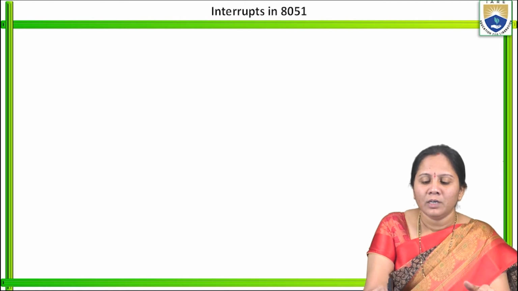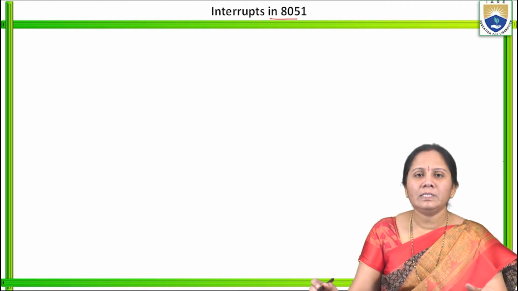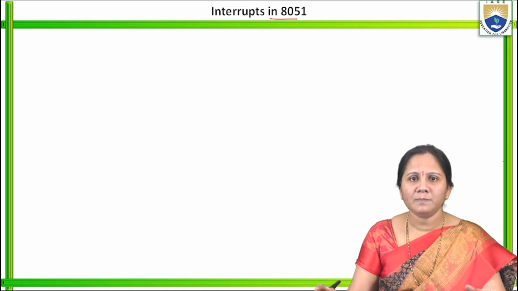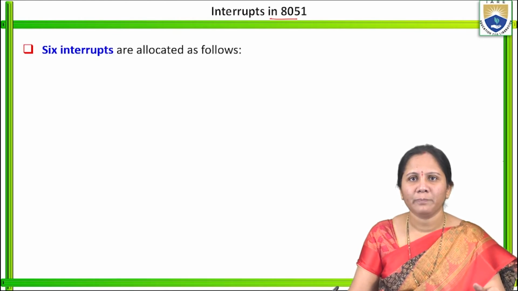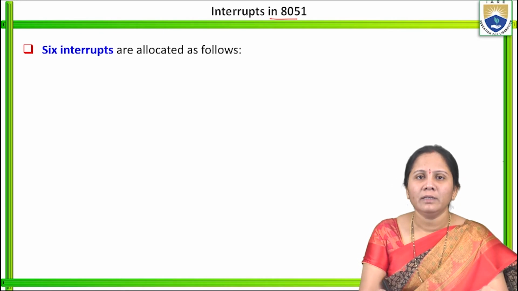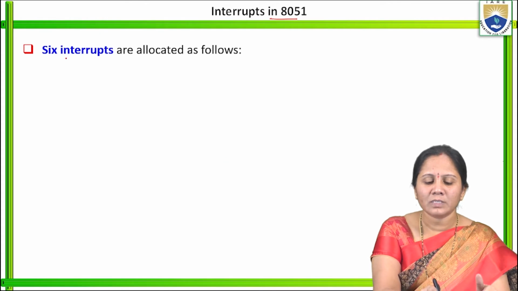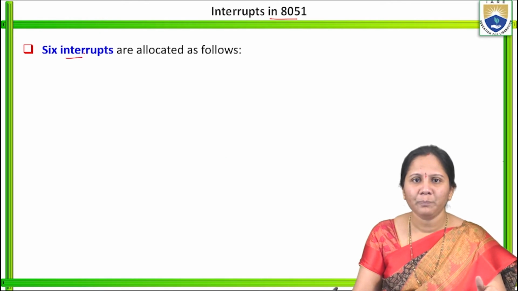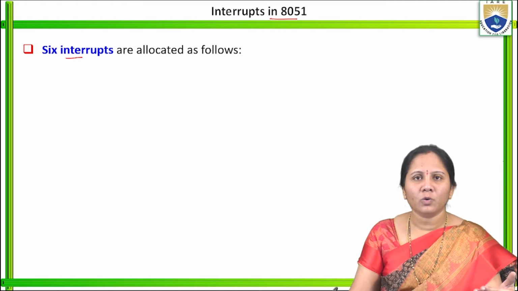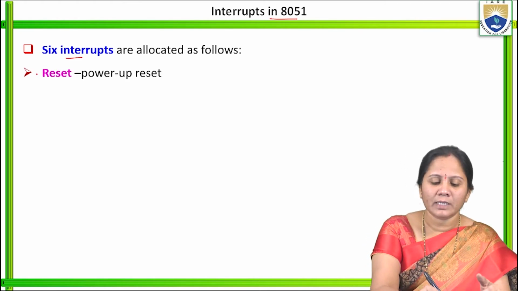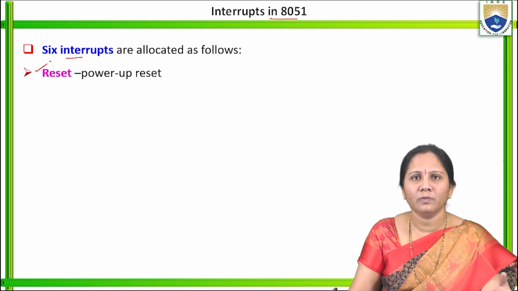And now we will see what the different interrupts present in this 8051 microcontroller are. So in total, in this 8051 microcontroller, we have 6 interrupts available. Now we will see what those 6 interrupts are. So the first interrupt is reset, which you can call power up reset.